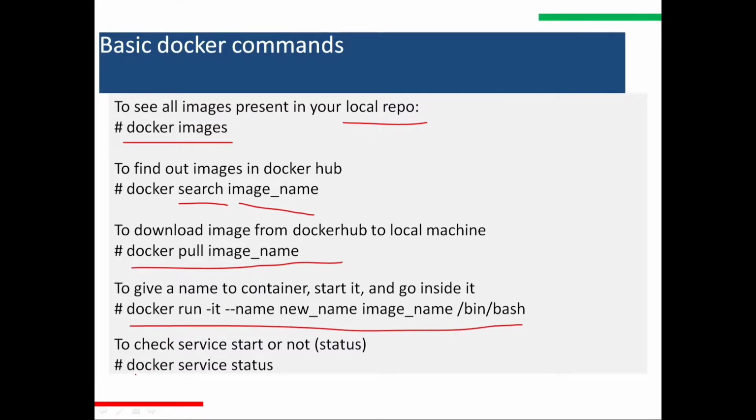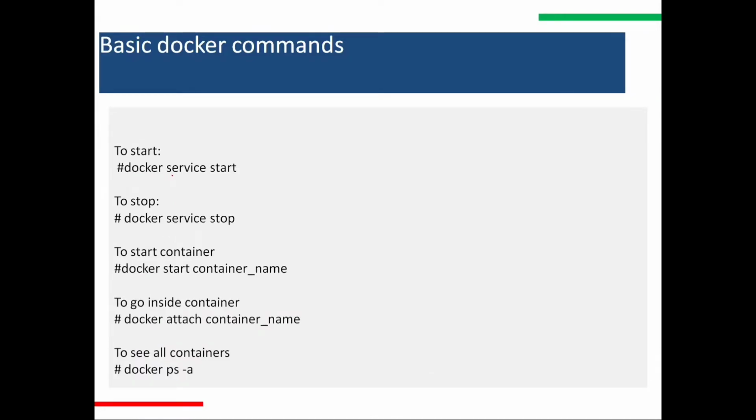To check the status of the Docker service, if you want to check whether Docker is running or not, give service docker status. To start the service, service docker start. To stop the service, service docker stop. And to start a container, suppose you have just created the container but not started it, then docker start container name. Very easy commands. Then to go inside the container, docker attach container name. This is important.